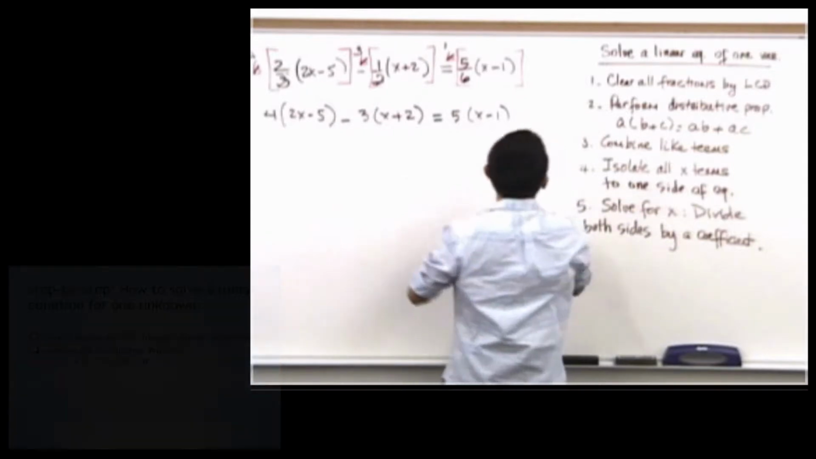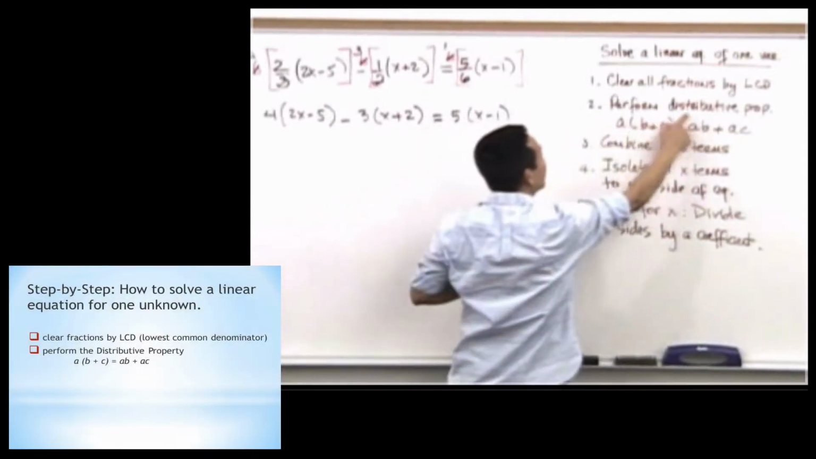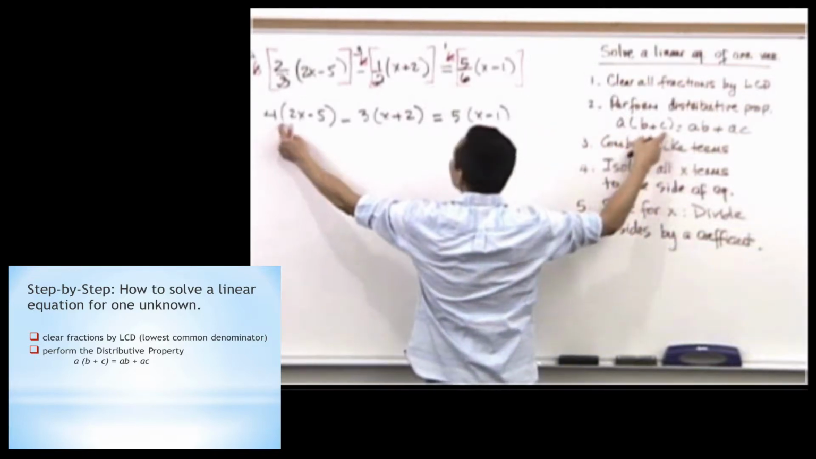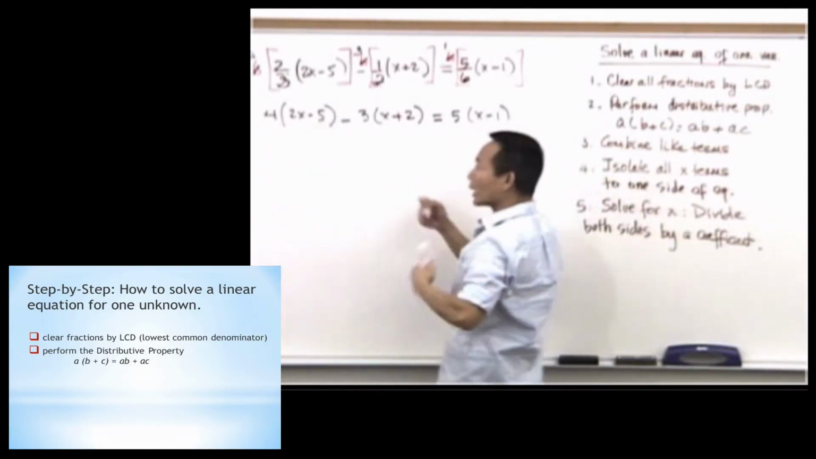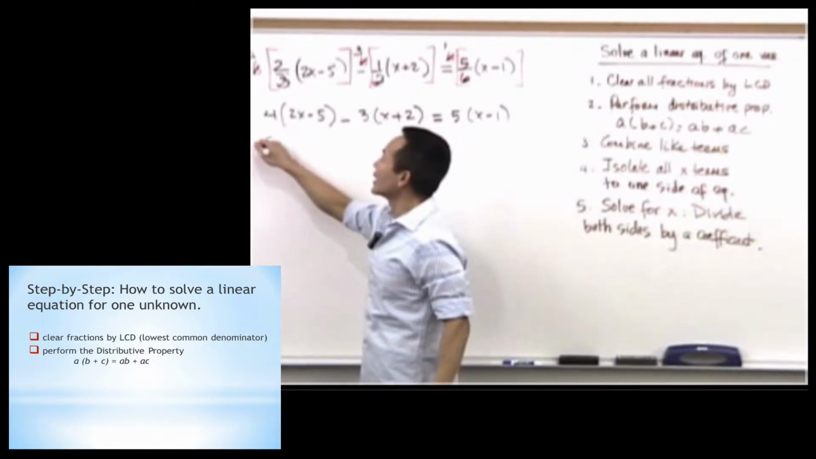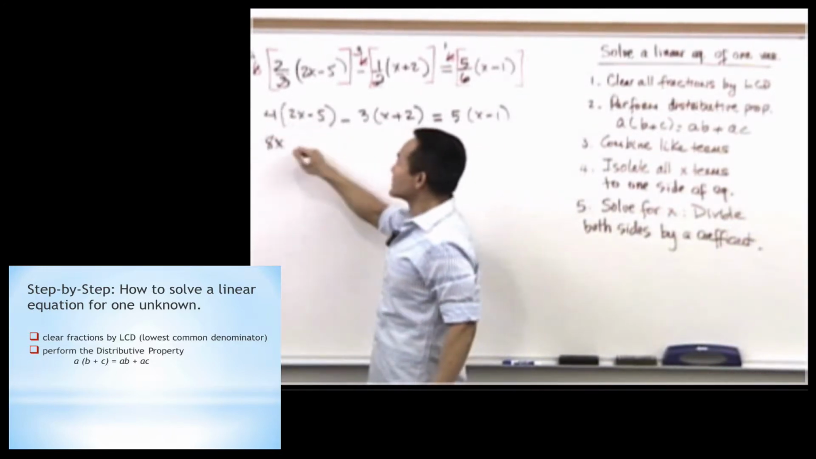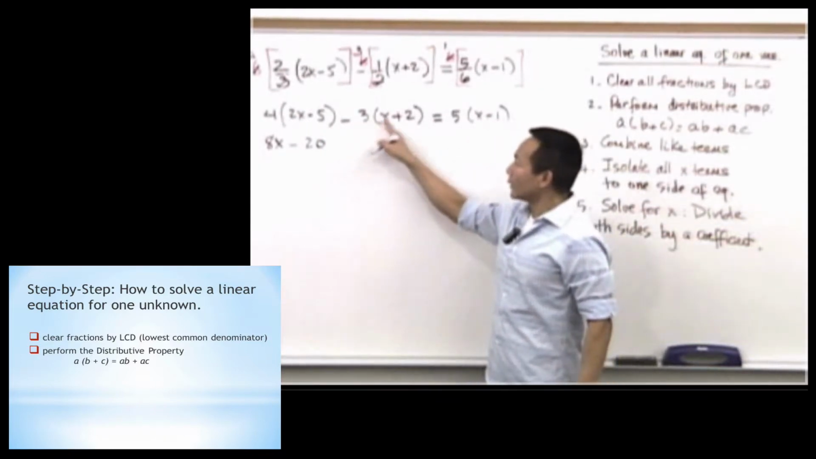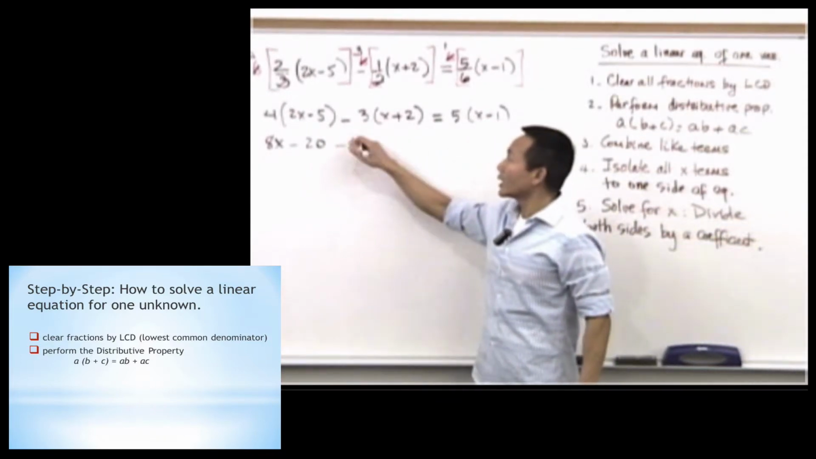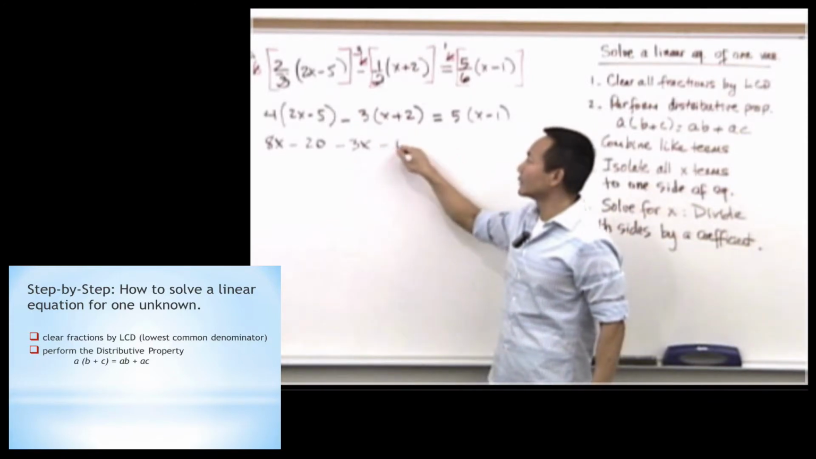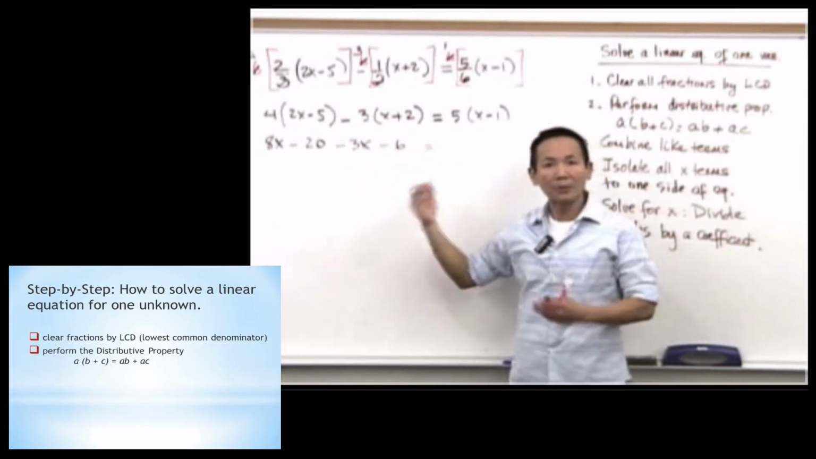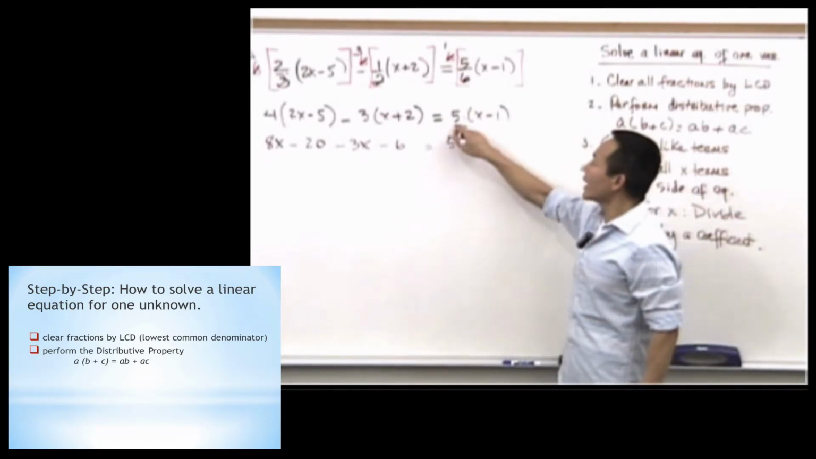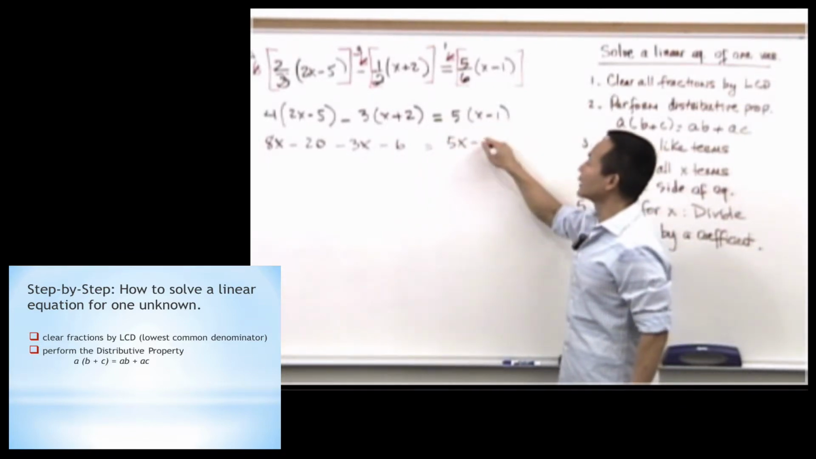And then step number 2, perform the distributive property. In this case, A is 4, and B and C are 2x and negative 5. And we work it in. 4 times 2x, 8x. 4 times negative 5, negative 20. Negative 3 times x, negative 3x. Negative 3 times 2, negative 6, equals, and we work on the other side. 5 times x, 5x. 5 times negative 1, negative 5.